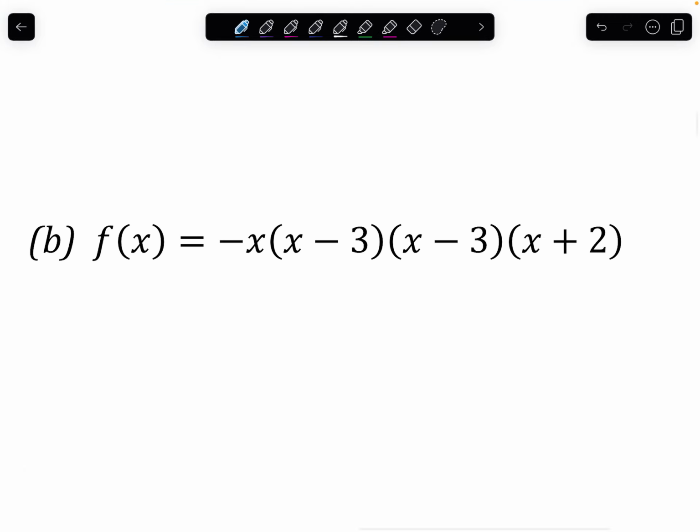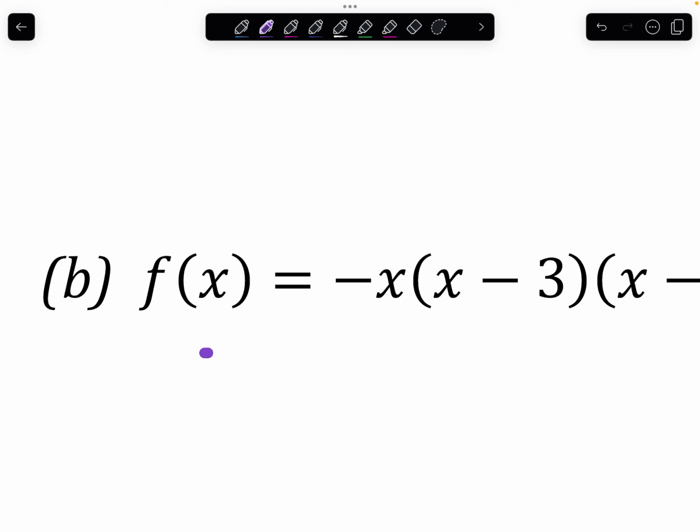All right, so to get our leading term, we still need that leading term in order to figure out our end behavior. Let me go ahead and get this labeled.